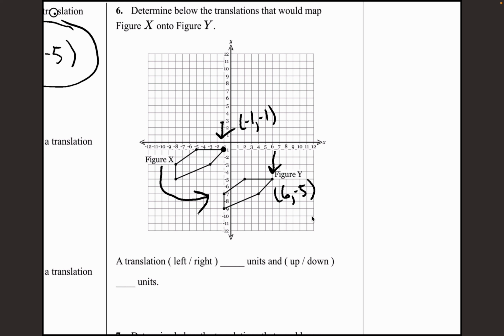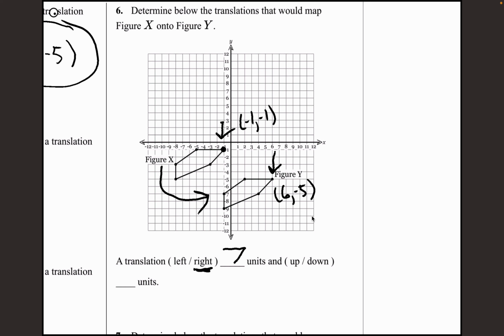Okay, am I going right or left from figure X to Y? Right, so I would need to circle that one. I'm just going to underline it, okay? And then how can I figure out how many units right am I going? You can just count, okay? But we got to go from -1 to 6. So we figure out what that is, okay? And we figure out it's 7. So we go right 7 units.